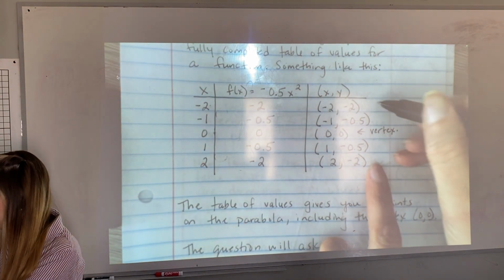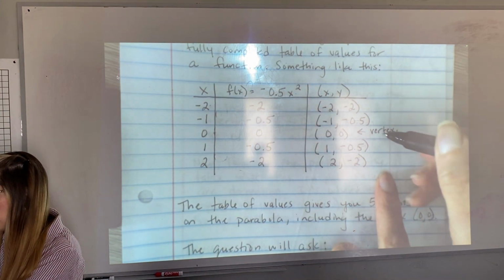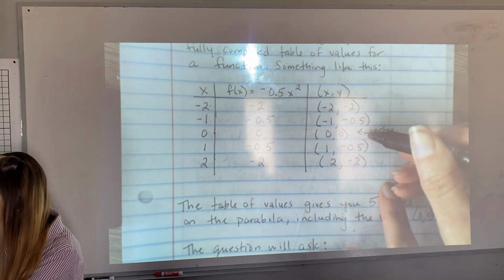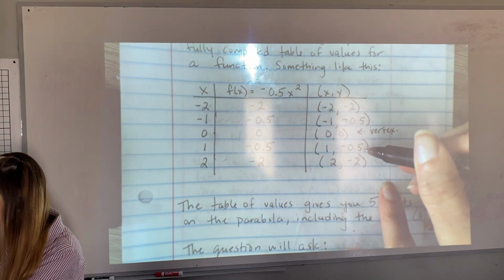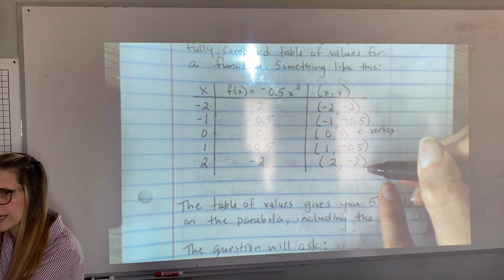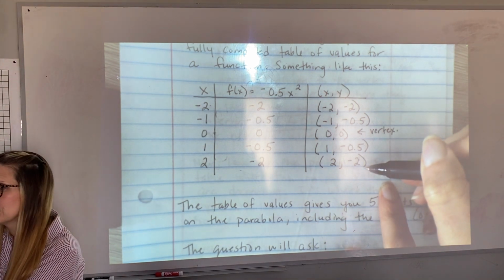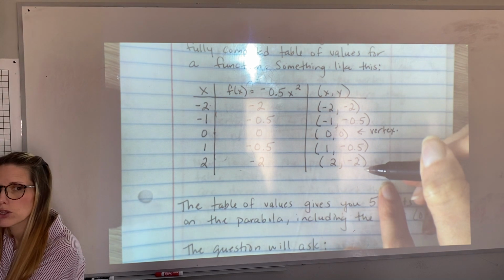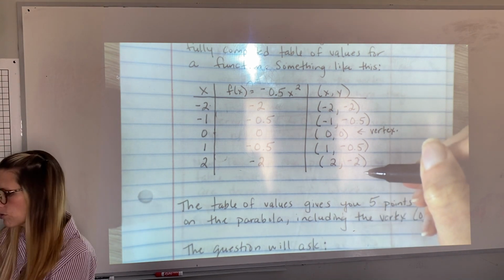So we already said that this is the place where they're increasing. Then from the vertex, it's going from 0 down to -0.5. Then it goes even lower to -2. We can see how the function is decreasing. The y values are getting lower. So the parabola is decreasing.